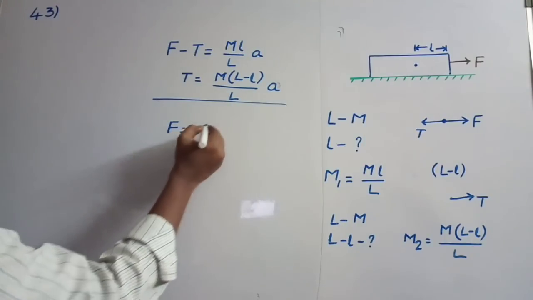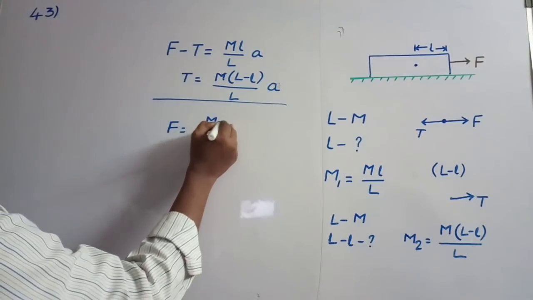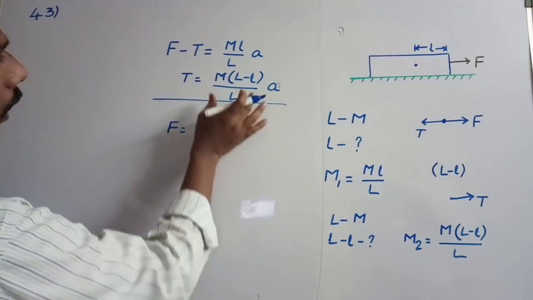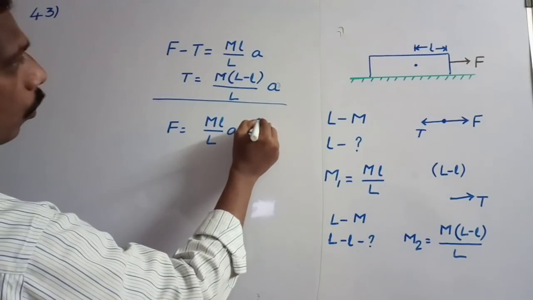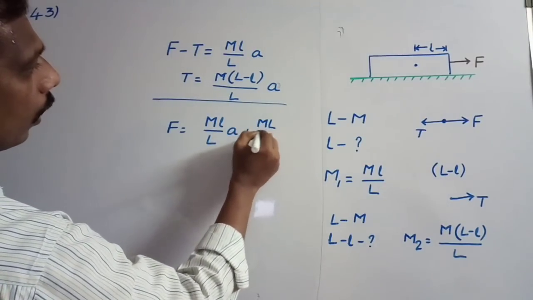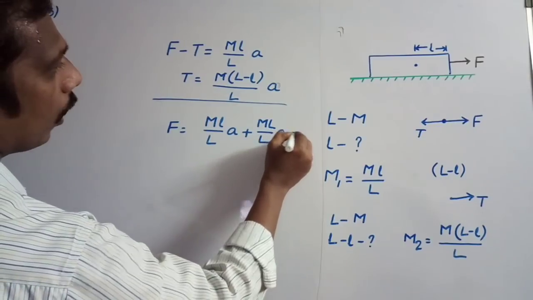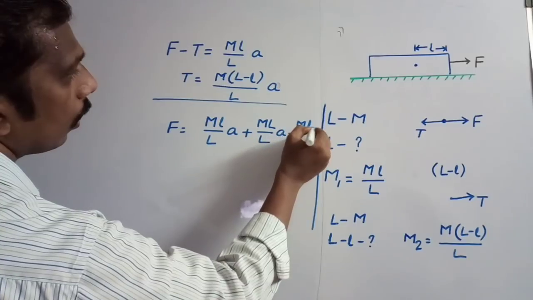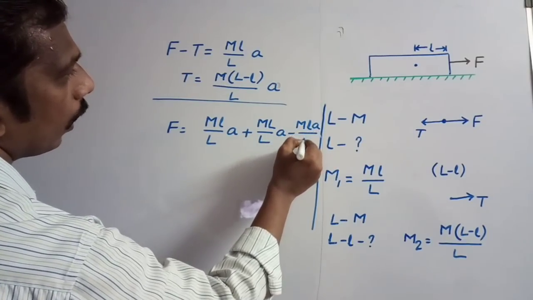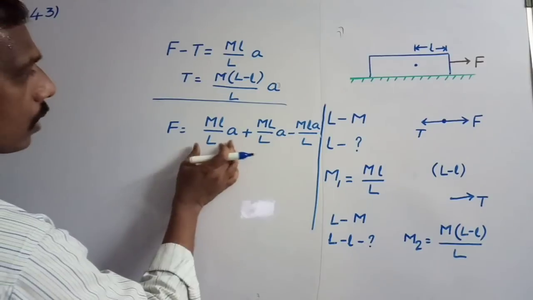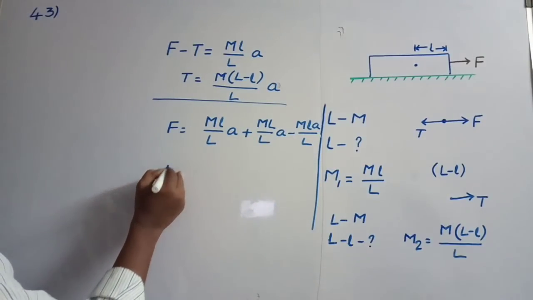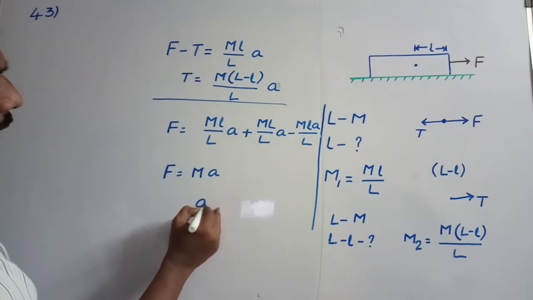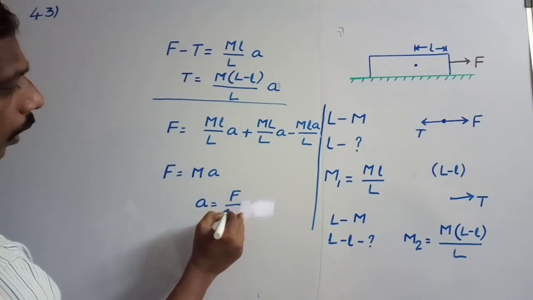F is equal to, we get M into small l by capital L into A plus, separately, these two, M L by capital L into A minus capital M into small l A by capital L. Here the plus term and minus term get cancelled. Then F is equal to M into A. From this, acceleration A is equal to F by M.